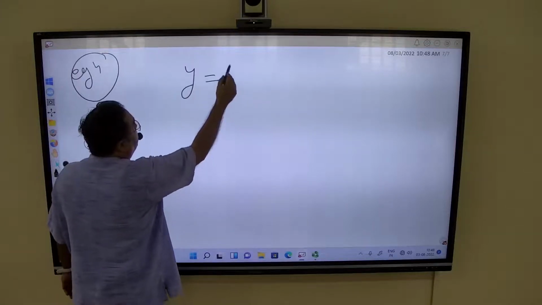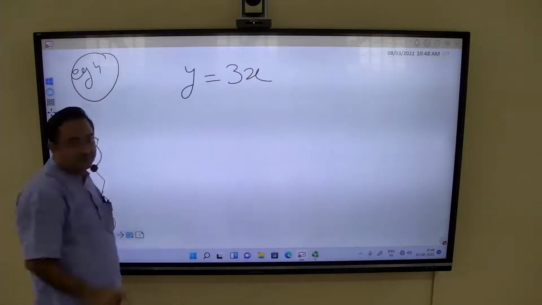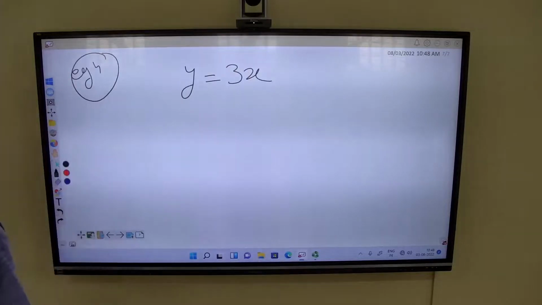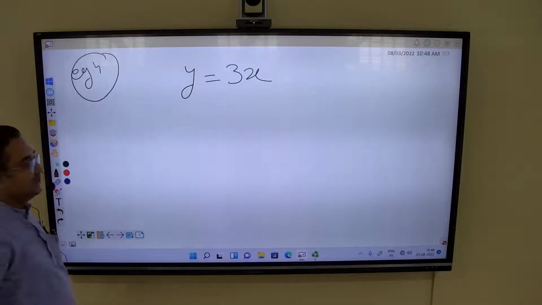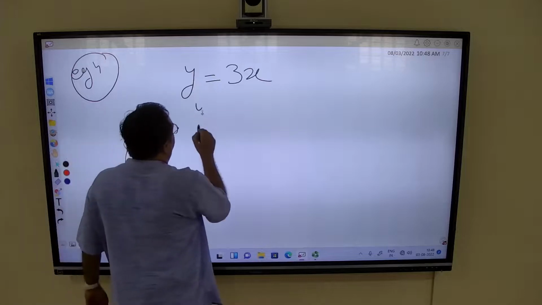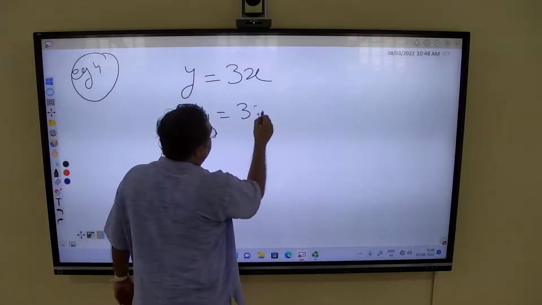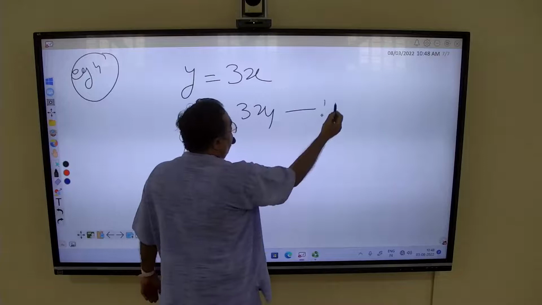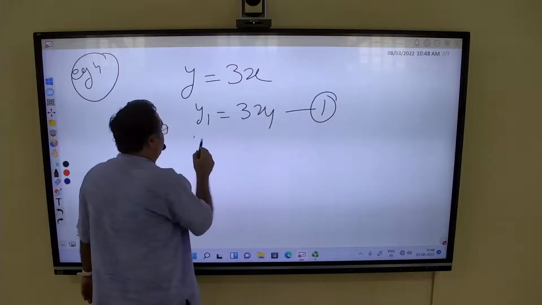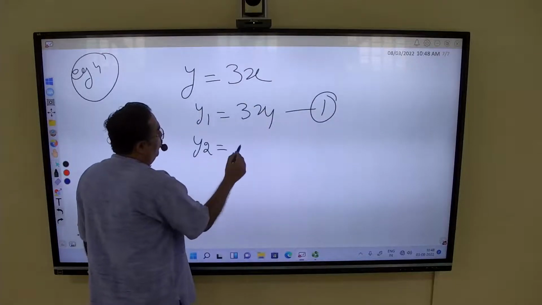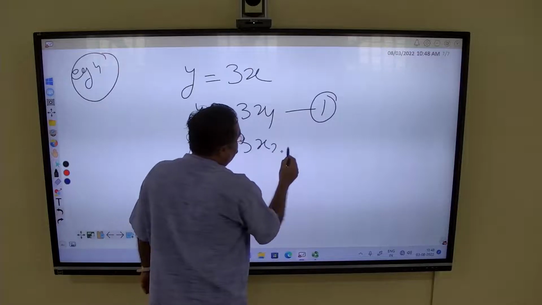y is equal to 3x. This is a straight line passing through the origin, as per coordinate geometry. Let us verify whether it is a linear system or not. For input x1, I will get output y1. This is the first equation. For input x2, I will get an output y2. This is your second equation. Is this clear?